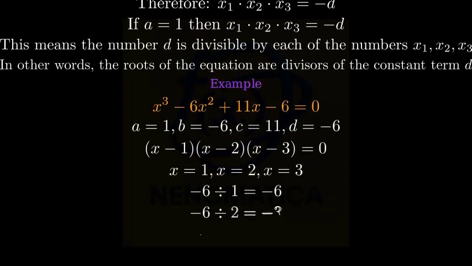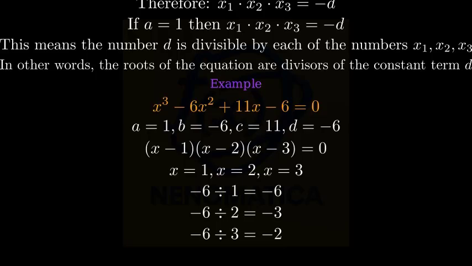We can verify that the constant term d equals negative 6 is divisible by each of the roots. Negative 6 divided by 1 equals negative 6, negative 6 divided by 2 equals negative 3, and negative 6 divided by 3 equals negative 2. All are integers, confirming our theorem.